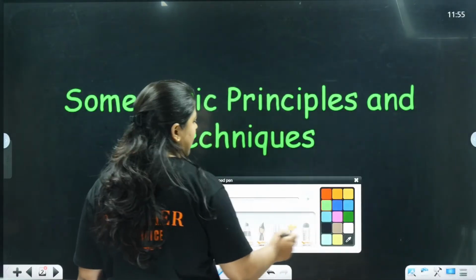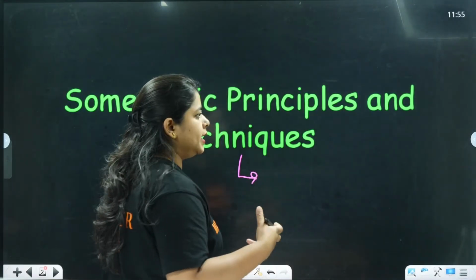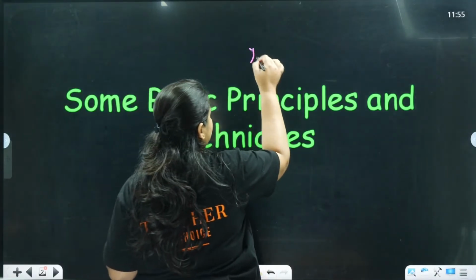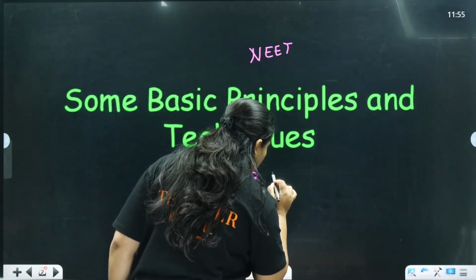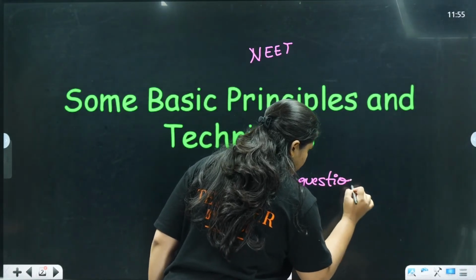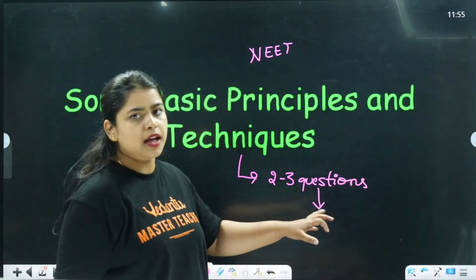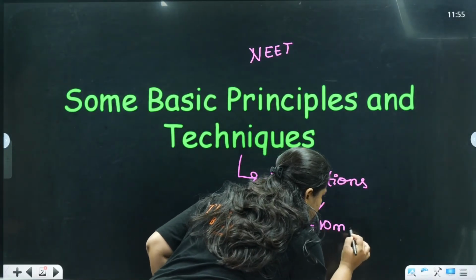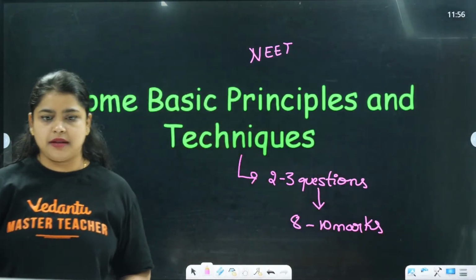Okay, so each chapter in the NEET, I will first tell you how many marks can come from it. Then afterwards you will have an idea of what you want to learn. So today we are going to take a NEET class. Today's is the class of NEET. So in NEET, from this chapter almost 2 to 3 questions are asked. So from these 2 to 3 questions, I will tell you how many marks can come. 8 to 10 marks will be there in your 720 marks.